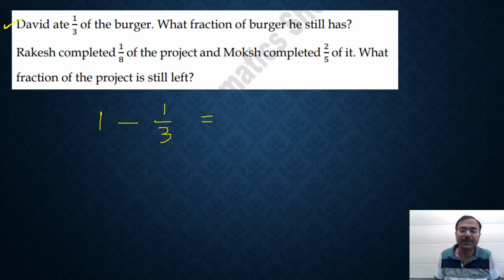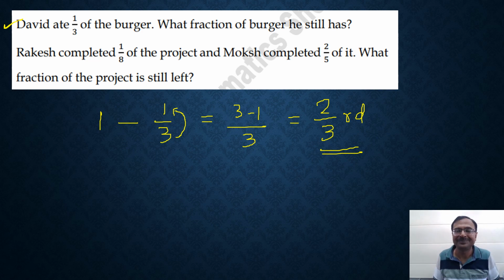You just subtract the numerator from the denominator like this, 3 minus 1, and write the denominator as 3 itself. You will get the answer. 2/3 fraction of the burger is still left with David. So that is how you subtract a fraction, a part, from the whole. Whole means 1. Okay. So let's see another one.